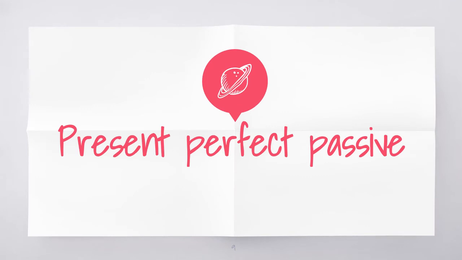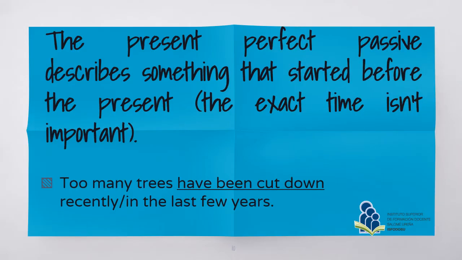Then we have the present perfect passive. The present perfect passive describes something that started before the present and whose exact time isn't important. For example, too many trees have been cut down recently or in the last few years.